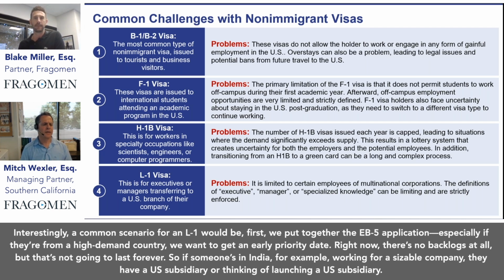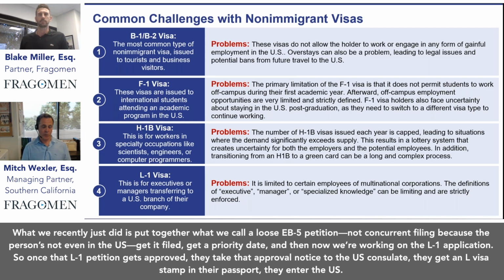Interestingly, a common scenario for an L1 would be, first, we put together the EB-5 application, especially if they're from a high demand country. We want to get an early priority date. Right now, there's no backlogs at all, but that's not going to last forever. So if someone's in India, for example, working for a sizable company, they have a U.S. subsidiary or are thinking of launching a U.S. subsidiary, what we recently just did is put together what we call a loose EB-5 petition, not a concurrent filing because the person's not even in the U.S. Get it filed, get a priority date.